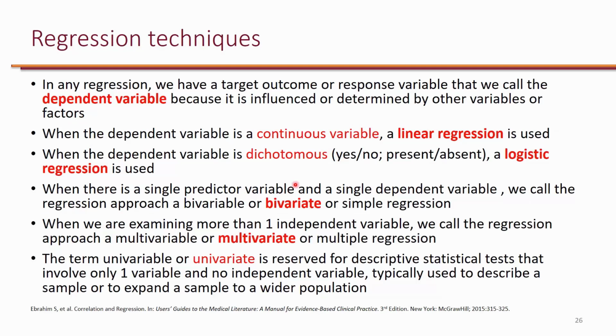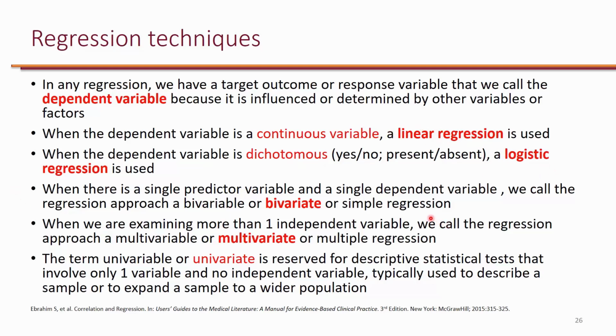Now, if you only have one variable in your model, well, first of all, if your variable is continuous, we use linear regression. And if you're looking at dichotomous variables, so let's say mortality, for example, so the variable is either yes or no, for dichotomous, we actually use logistic regression. So here are the two general types: linear regression or logistic regression.